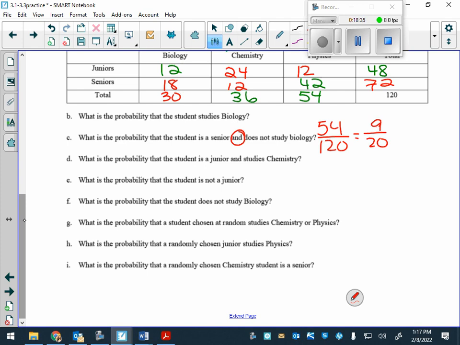Now H, what is the probability of a randomly chosen junior studying physics? So instead of 120, we're now looking at just juniors, which is 48. Okay, out of those 48, how many of them study physics? 12 out of 48, which reduces to 1/4, which is correct on the board. Okay, and the last one, what is the probability of a randomly chosen chemistry student being a senior? So now you're just looking at chem. Denominator would be 36. Out of those 36, how many of them are seniors? 12 out of 36, which is 1/3, which is also correct on the board.